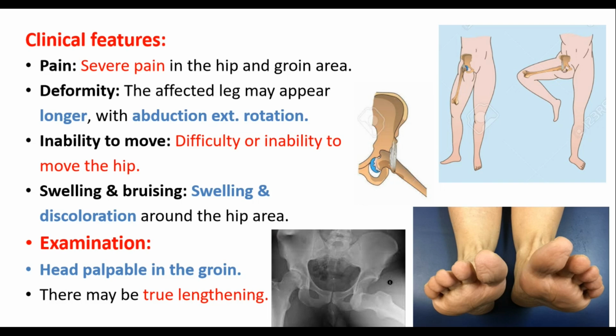Now, what you will find on examination. So the head will be palpable in the area of the groin, as I have already told you that after dislocation the head will lie in the area of the groin, and there may be true lengthening when you compare both the extremities. So the affected extremity might be a little longer than the normal side.